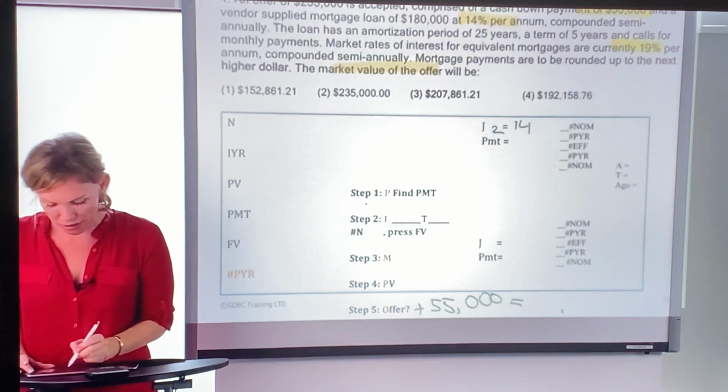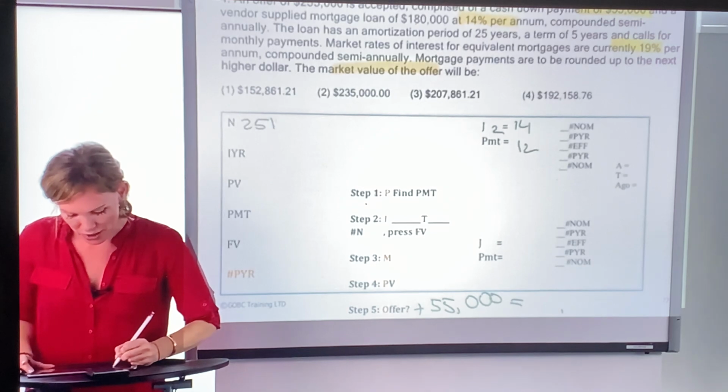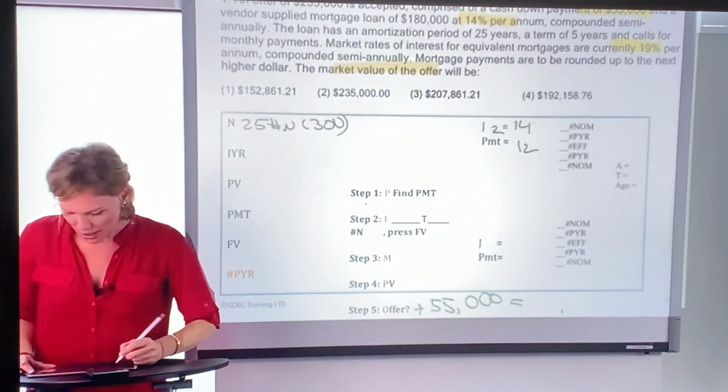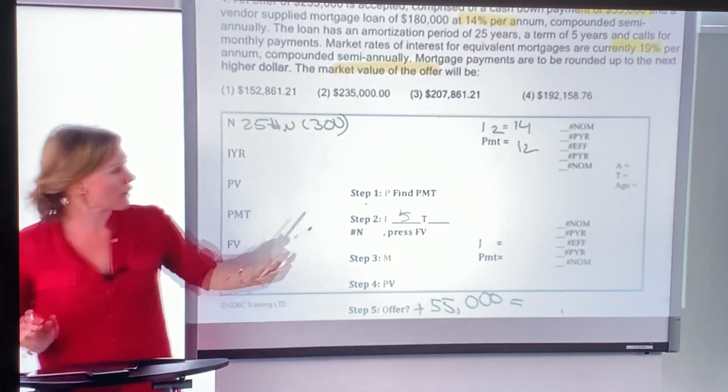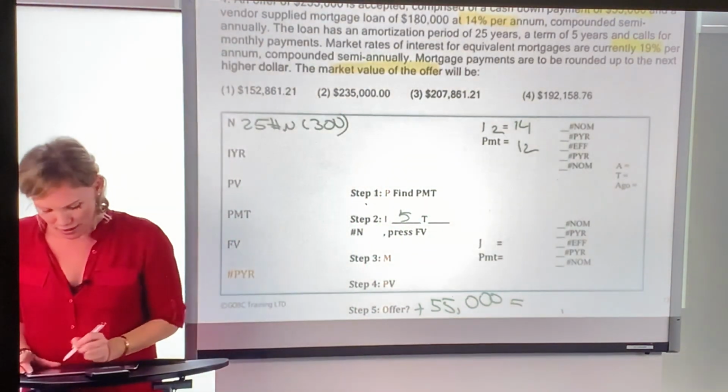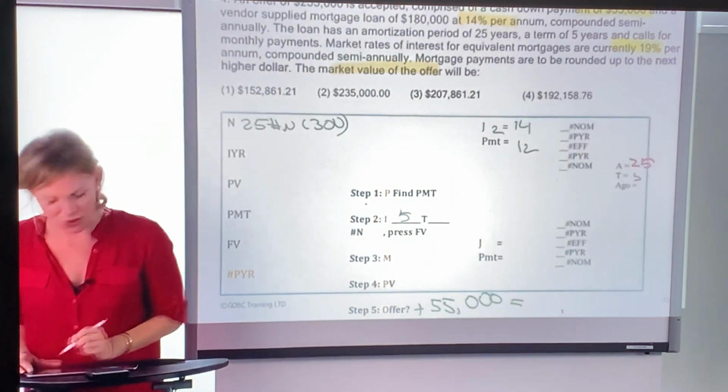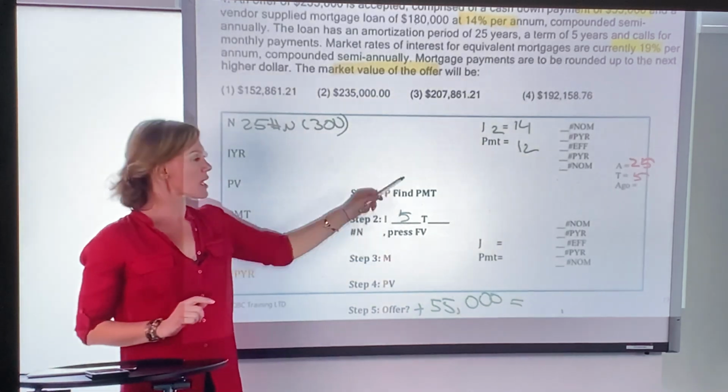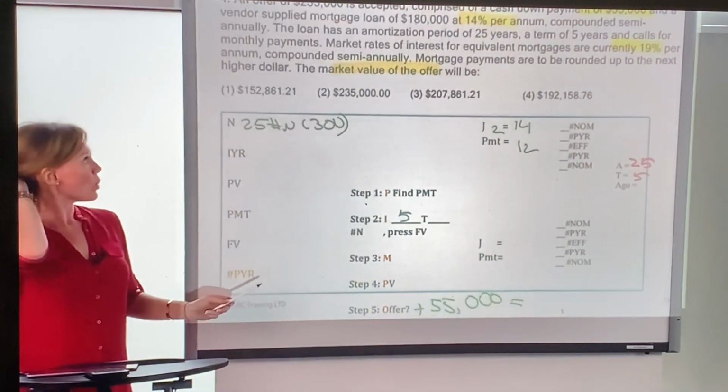Payments will be monthly for 25 years amortization, okay? And 5 years term. So if I want to fill up those boxes, I also can do that. So we have 25 years amortization with a 5 years term. So I also put my 5 into step number 2 because I know that's what I will be using that for. Okay, so let's start with step number 1.